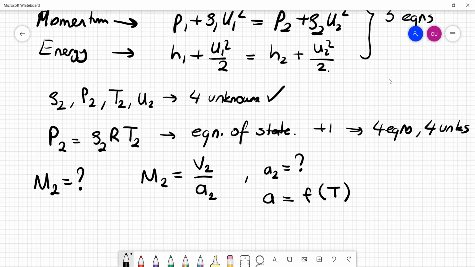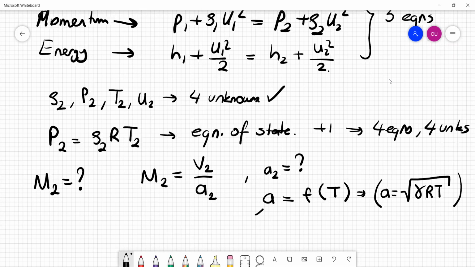Okay, if we are talking about A2, it will be a function of T2. You might have seen before that the function looks something like this: gamma, the specific heat ratio, times the gas constant, times temperature. This is the equation.